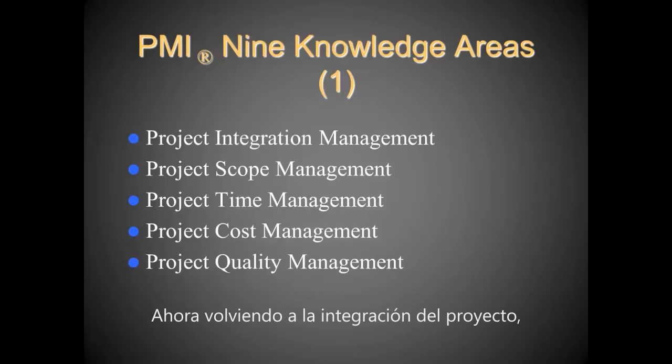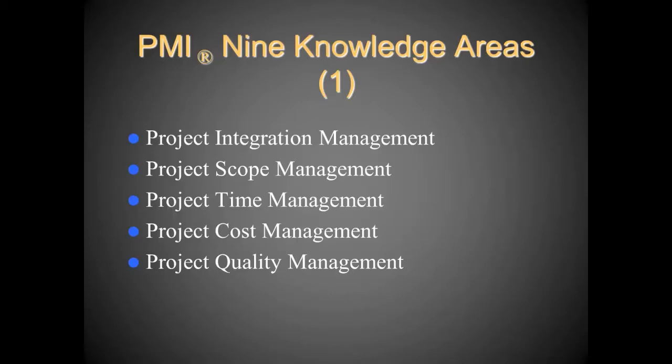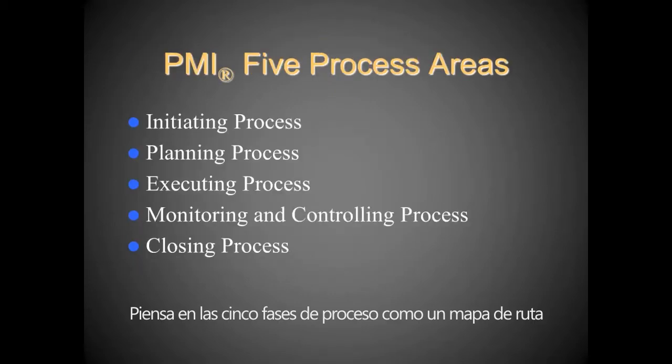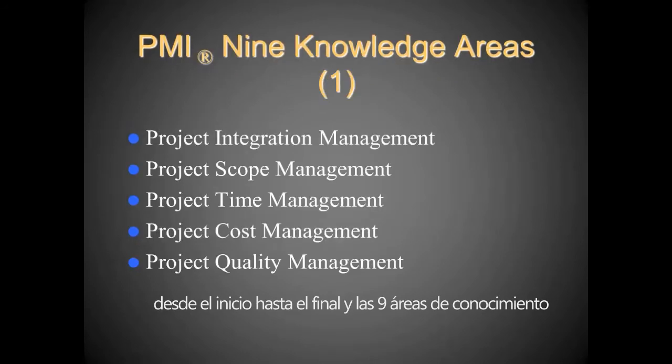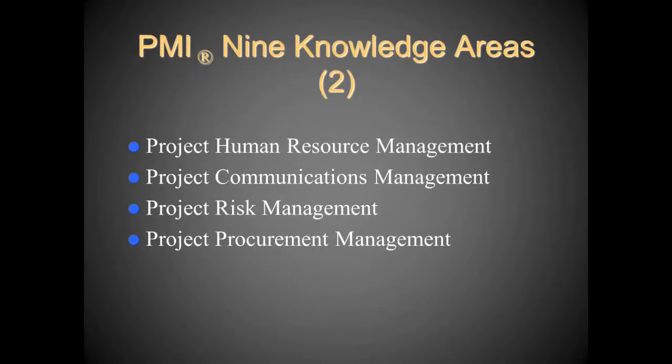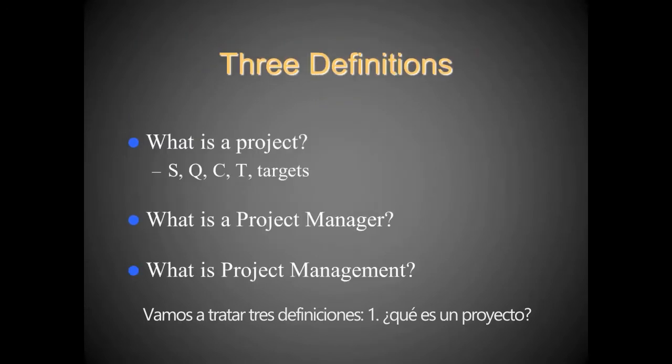Now, back to integration. Integration simply says that you cannot work on any of these areas. You can't change or influence one of these areas without having some effect on at least one of the other 9 areas. If you think of the 5 process areas as the roadmap to get from the beginning to the end of the project, and the 9 knowledge areas as your toolkit, that'll help keep these straightened out in your head.